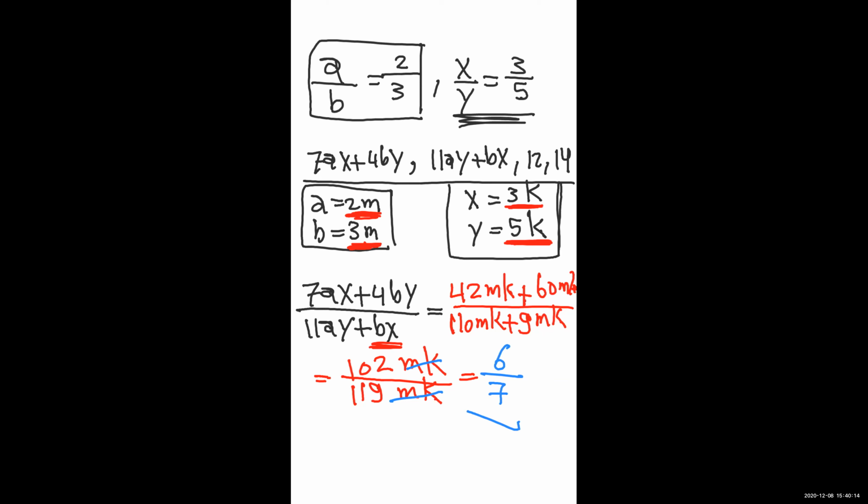Okay, so we want to prove that they are proportional. So we got that the first two terms equal 6 over 7. What about the second two terms? It's 12 over 14. Actually, 6 over 7 equals 12 over 14. Just multiply these two terms by 2. So 6 times 2 means 12, 7 times 2 means 14. So the two ratios are equal, so the four terms are proportional.